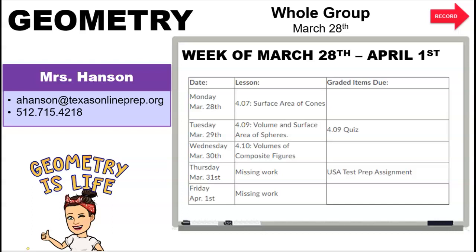Okay, so this week we have surface area of cones, volume and surface area of spheres, and then also taking everything that we've done for surface area and volume of 3D solids and putting it together to make composite figures. Notice your assignments this week. We have a quiz on Tuesday over 4.09 right here, and then we have our USA test prep on Thursday. Okay, let's go ahead and get started.